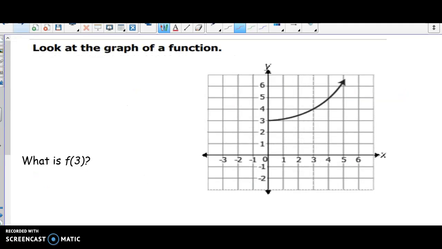Here we're asked to find f of 3. So we're looking technically at when x is equal to 3. Where does that green dotted line cross my graph? Well, it crosses it here, and that is the point of 3, 4. So when x is 3, y is 4.